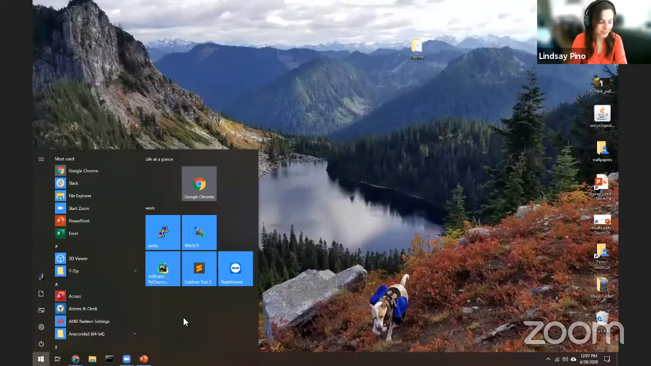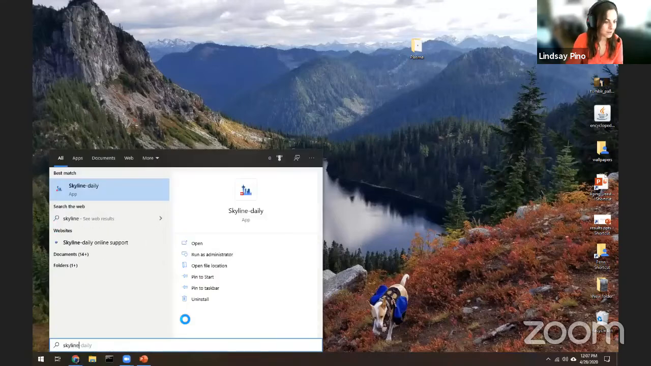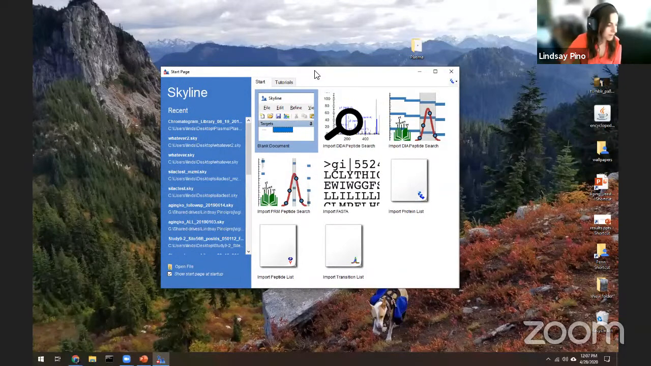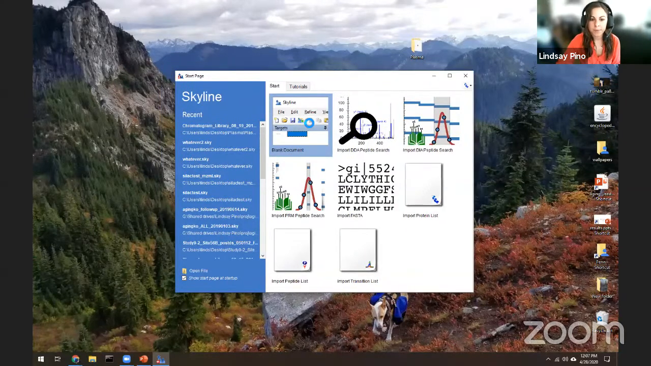So it looks like you can see my screen now. I'm going to just open up Skyline. Hopefully you've got this installed on your machines. So when you open up Skyline, we see this first kind of welcome page. We'll open up a blank document.